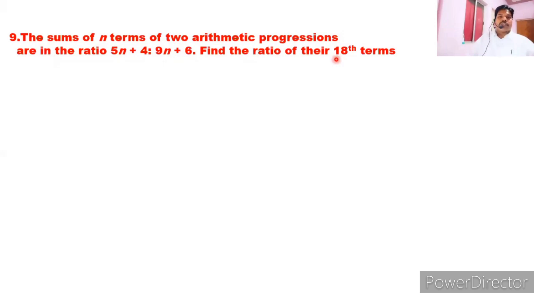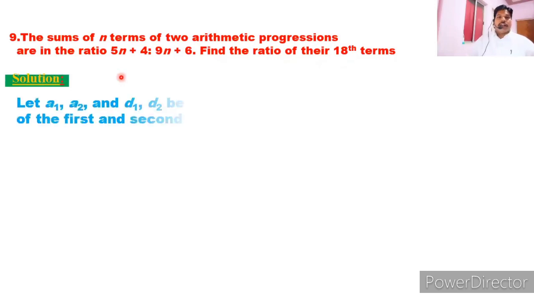That means you have to take the 18th term in the first arithmetic progression and the 18th term in the second arithmetic progression, and take the ratio. Okay, students, see how to solve this question. Important question.